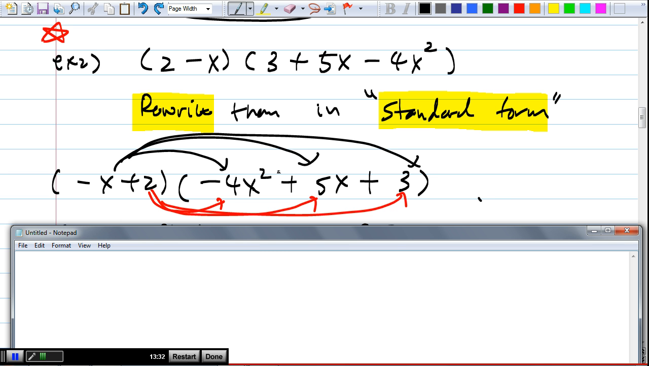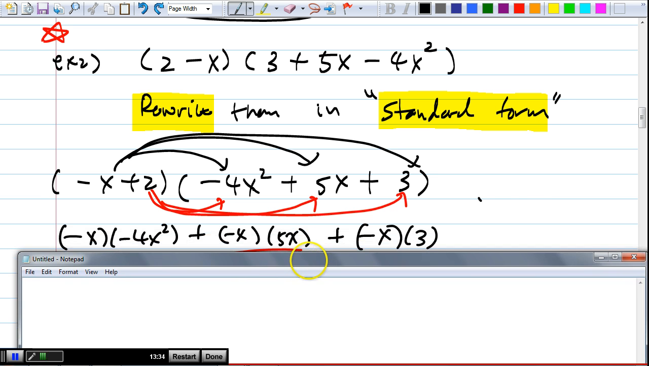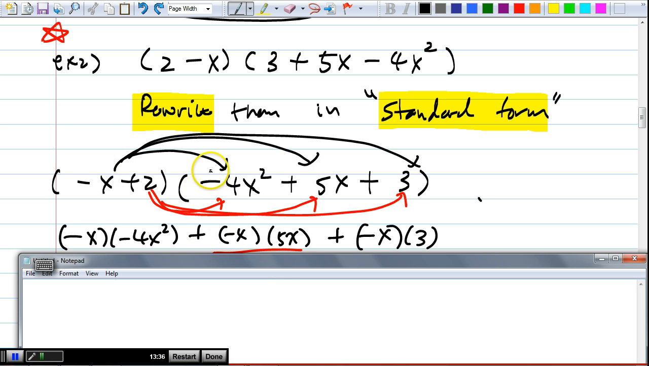So negative x times negative 4x squared. I'm just going to write it out. Here, the second one, negative x times 5x. Again, don't draw the arrow first, okay? Do the one arrow and then write it out. Write the product, do the one arrow. Negative x times 3 is just negative x plus 3. Are you okay so far? So I distributed the first term with the rest of the trinomial. Is that okay? And then, of course, I'm not done.